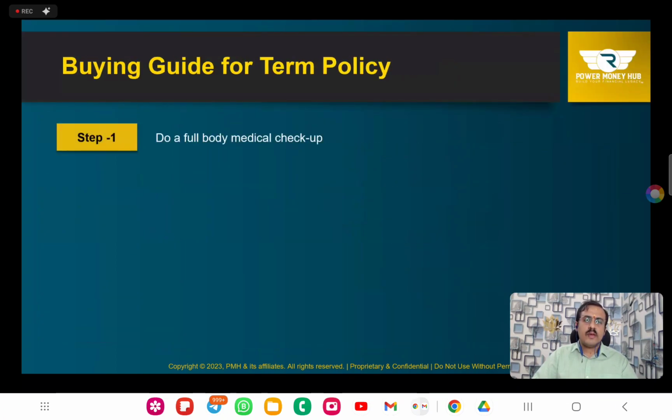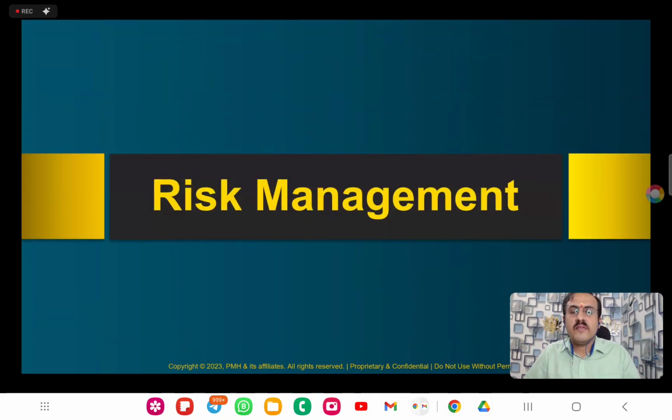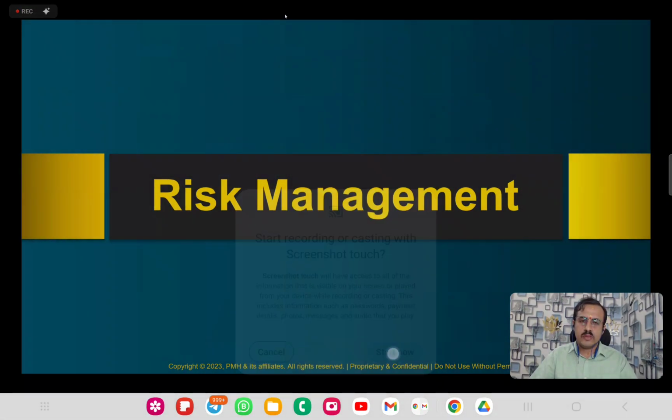So under risk management, the first thing: how many of you have life insurance, especially term insurance? Type TI in the comment box if you already have a term insurance. Okay, I think nobody has it. Okay, Vivek Agarwal has a TI. Okay, so Uma has term insurance.